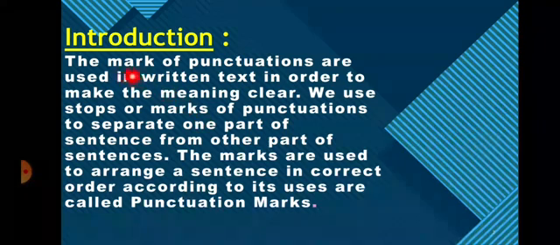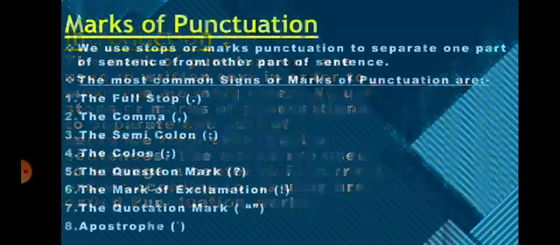Introduction. The marks of punctuation are used in written text in order to make the meaning clear. We use stops or marks of punctuation to separate one part of a sentence from other parts of the sentence. The marks are used to arrange a sentence in correct order. According to their use, they are called punctuation marks.